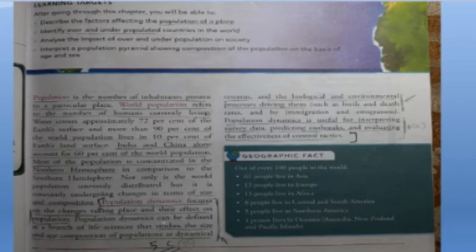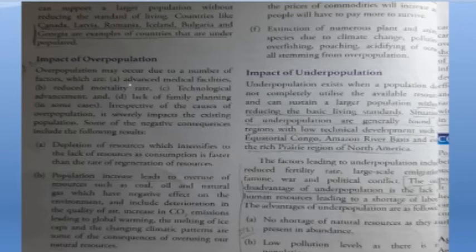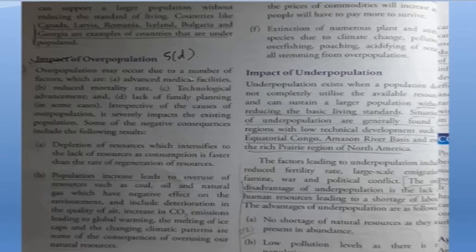And fifth D, discuss the impact of overpopulation on a country. Impact of overpopulation. This is impact of overpopulation. So this complete. Okay. This is fifth D, and fifth E, differentiate between the following terms: emigration and immigration, birth and death rate, overpopulation and underpopulation. So first is emigration and immigration, fifth E.